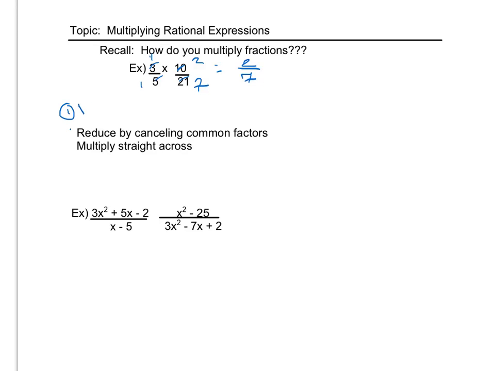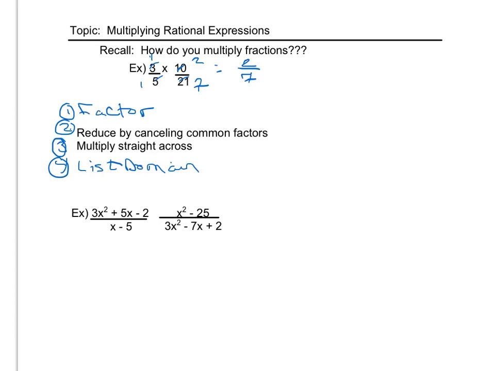So the very first thing I'm going to do is factor. Once I've factored, I will reduce by canceling common factors. I will then multiply straight across, and I will also be sure to list the domain. And once again, I must list the domain from the non-reduced form, or from the non-reduced denominator. So let's look at two examples to see what I mean.